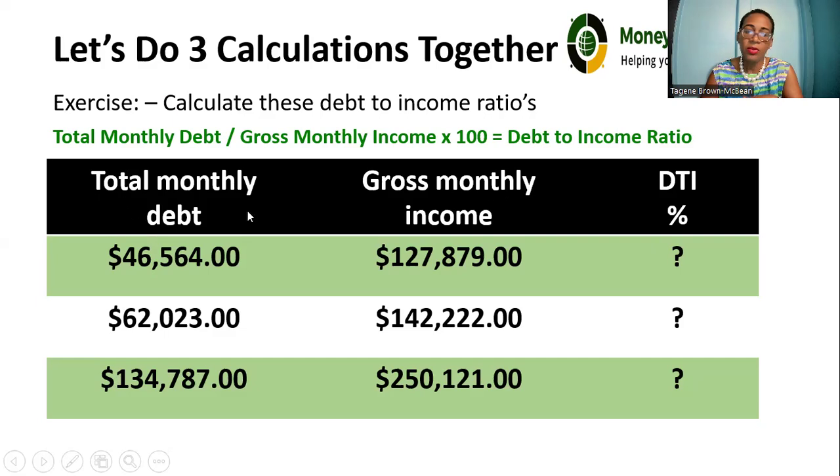imagine your total monthly debt is $62,023. You're going to divide that by your gross monthly income, which is $142,222. Remember to times 100. Then the percentage that you have, you're going to write number 2 and write the percentage. I'm giving you a little time.